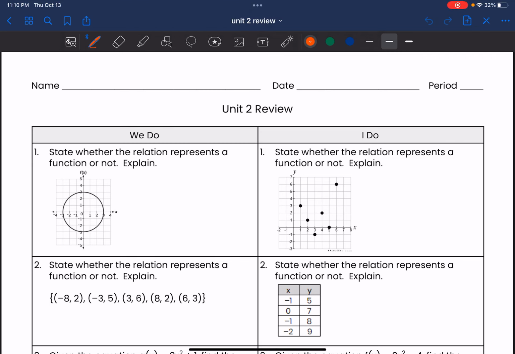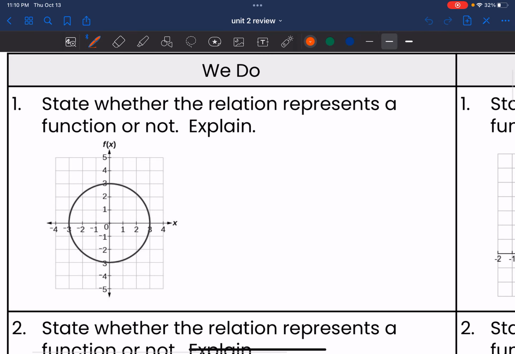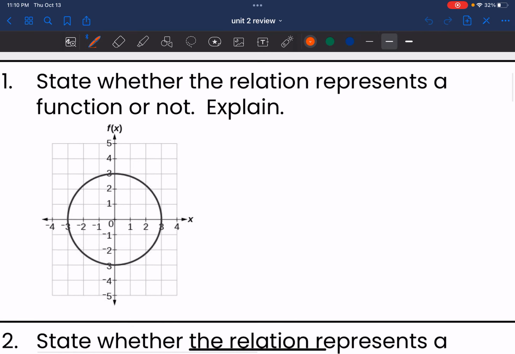Hey guys, today we'll be doing the Unit 2 review over functions. We're going to be doing the we do column, and I will leave the I do column for you guys to practice on your own.